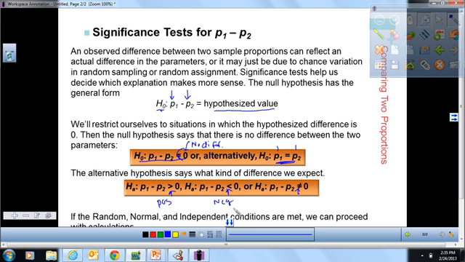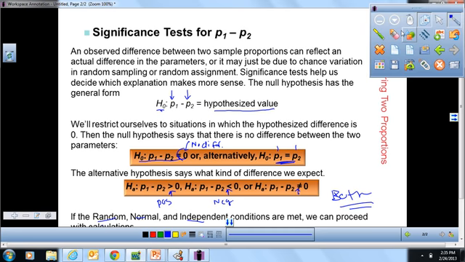If the random, normal, and independent conditions are met, we can proceed with calculation. So even with the significance testing, you're going to have to check your conditions, random, normal, and independent, on both sets of data now. That's going to be the big thing, is that now we have two sets of data to check our conditions on.